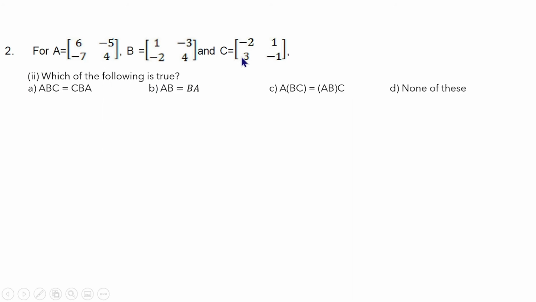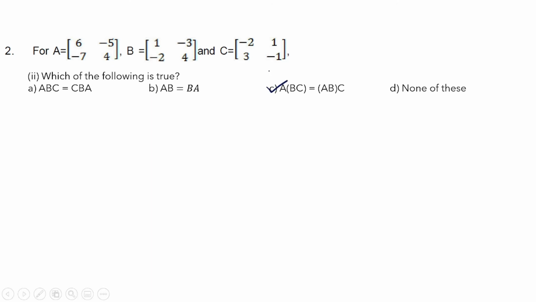Next question, for the same 3 matrices, which of the following is true? ABC equal to CBA, then AB equal to BA, then A into BC equal to AB into C, and none of these. We know that matrix multiplication is associative, so A into BC is equal to AB into C.